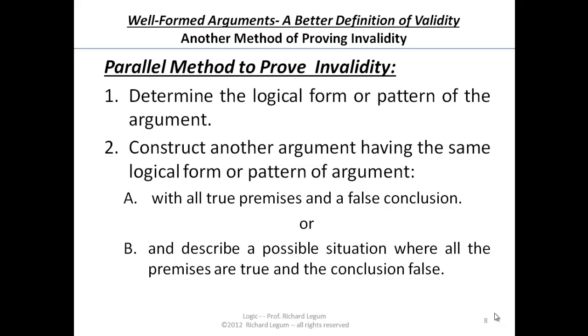Our better definition of validity suggests another way of proving that an argument is invalid. And it works in this way. We'll call it the parallel argument method of proving invalidity. First, you have to determine the logical form or pattern of the argument or inference. Then you construct another argument having the same logical form or pattern of inference, and this argument has all true premises and a false conclusion.